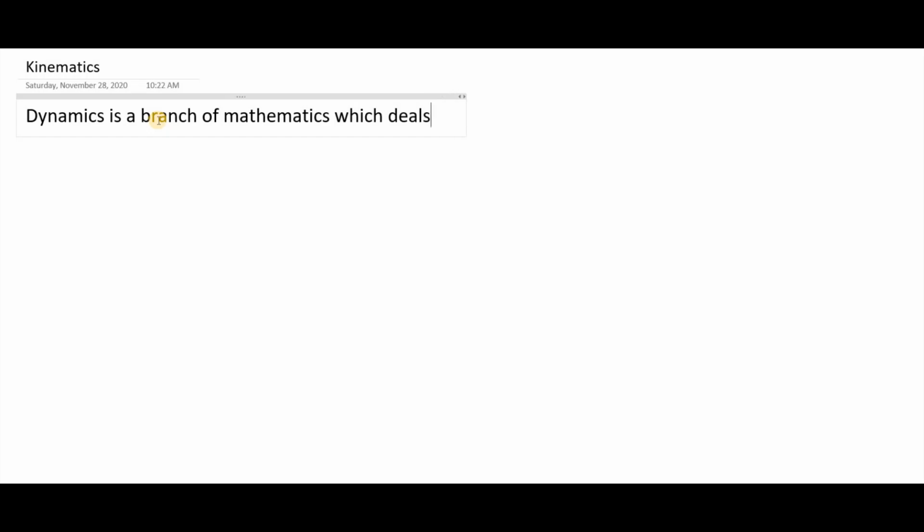So I will start with kinematics. Kinematics is a branch of dynamics. And what do you mean by dynamics? Dynamics is a branch of mathematics which deals with the bodies in motion. So please remember, dynamics is a branch of mathematics which deals or treats with the bodies in motion.